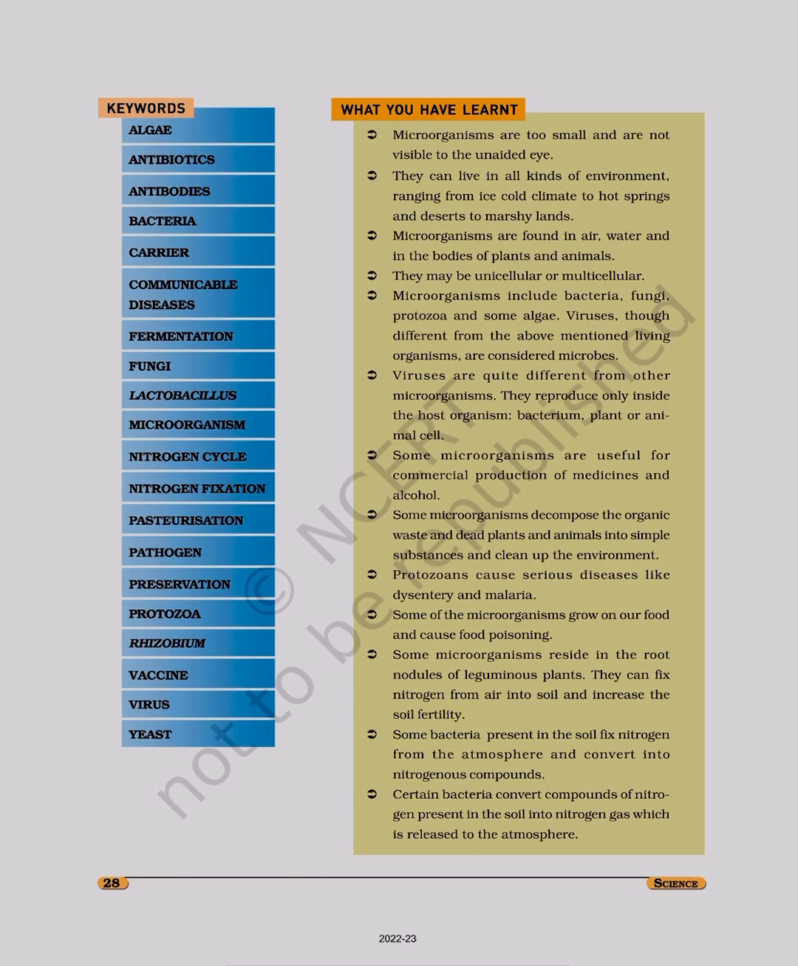They can live in all kinds of environments, ranging from ice cold climates to hot springs and deserts to marshy lands. Microorganisms are found in air, water, and in the bodies of plants and animals. They may be unicellular or multicellular. Microorganisms include bacteria, fungi, protozoa, and some algae.